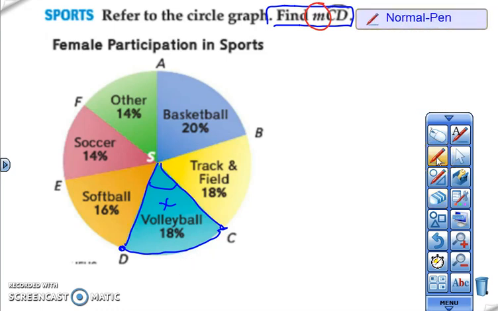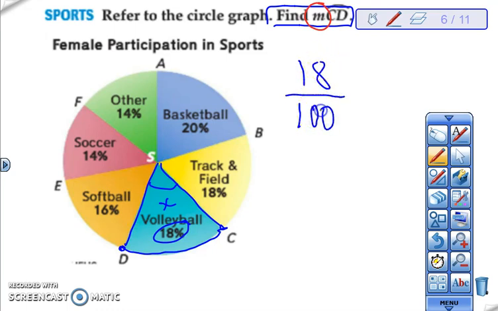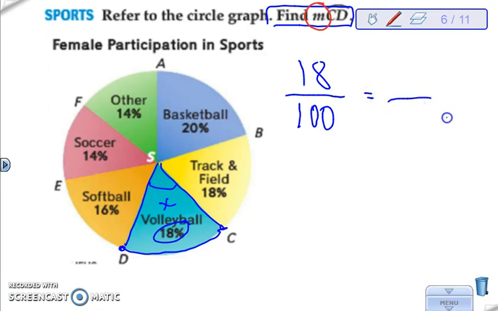So I notice 18% of the circle is taken up by this arc. I know the total number of percentage points is always 100, or in other words, 18% is always going to be 18 out of 100. I don't know what the angle is, but I do know that the total number of degrees for the circle is 360. And so now I have my proportion that I can solve.